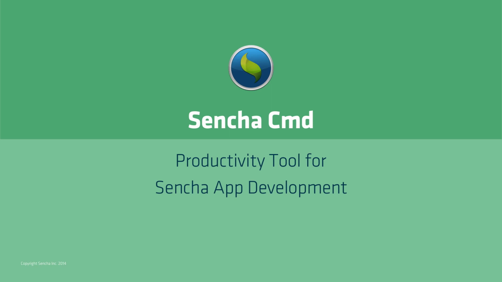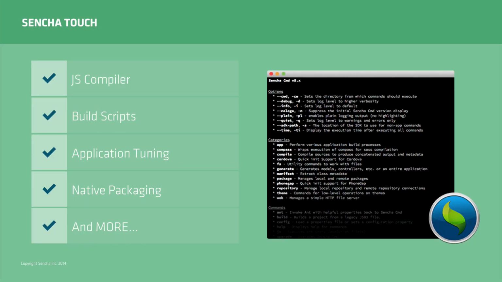Next, we have Sencha Command, which is our command line suite of utilities for building enterprise applications. Sencha Command comes bundled with a number of features, including a JavaScript compiler, build script integration, the ability to fine-tune your applications for deployment, tight integration with native packaging through PhoneGap and Cordova, and a variety of other features.